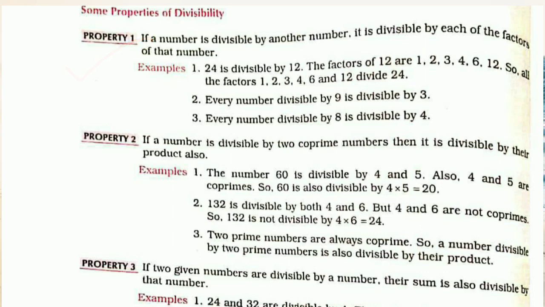Now the next property: if a number is divisible by 2 co-prime numbers, then it is divisible by their product also. For example, the number 60 is divisible by 4 and 5. 4 and 5 are co-prime. So 60 is also divisible by 4 times 5 equals 20, meaning we can divide 60 by 20. Two prime numbers are always co-prime, so a number divisible by two prime numbers is also divisible by their product. Nothing is there to explain.